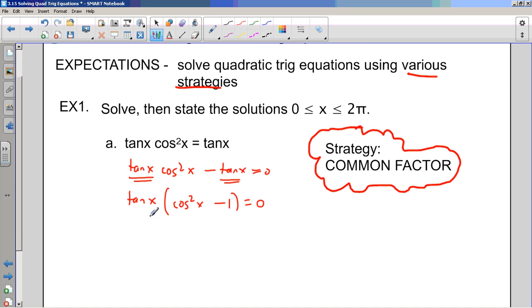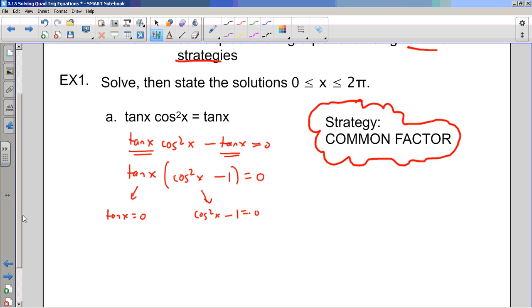So here I got, again, 2 trig equations. I have tan x equals 0 and cos squared x minus 1 equals 0, right? Two equations, and I'm going to solve them. How we solve this one, tan x equals 0, there's a number of ways to solve it. You should recognize that this is a special angle. And it doesn't matter how you solve it. One thing you've got to be careful about: if you use your calculator, you're going to miss some solutions. Remember, there's lots of solutions to these equations.